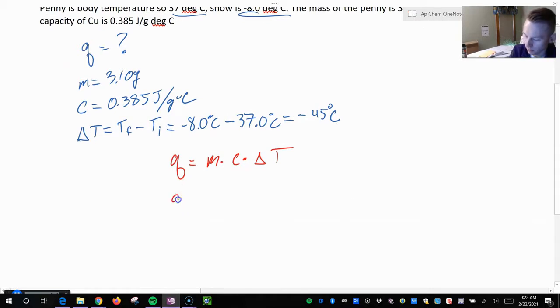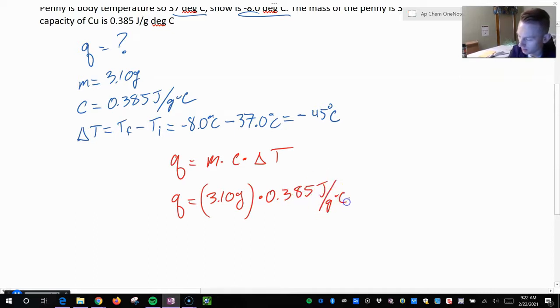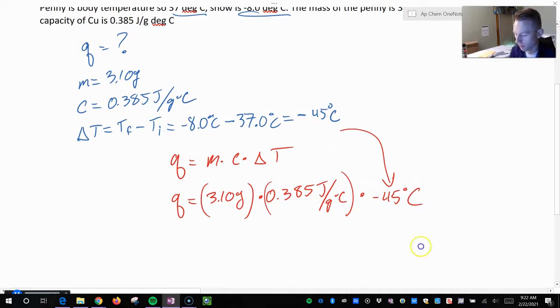So here we go. Q equals M, so the 3.10 grams, times C, which was 0.385 joules per gram degree Celsius. And again, the change in temperature, we already calculated. Some people will wait to plug all that information in here, which we'll do sometimes if we're trying to find final temperature or initial temperature. But we can just plug this in right here because we already calculated it, -45 degrees Celsius.